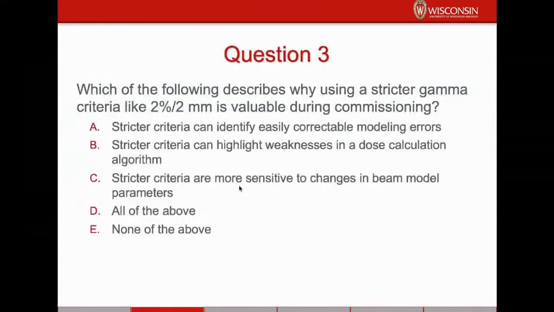All right, let's do question 3. Which of the following describes why using a stricter gamma criteria, like 2%, 2 millimeters, is valuable during commissioning?